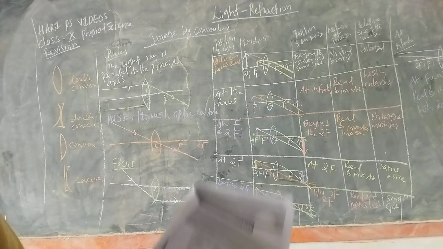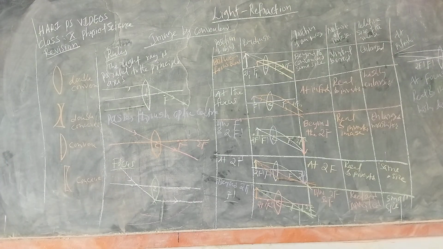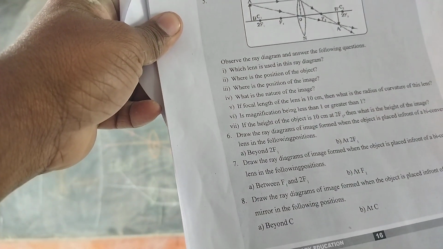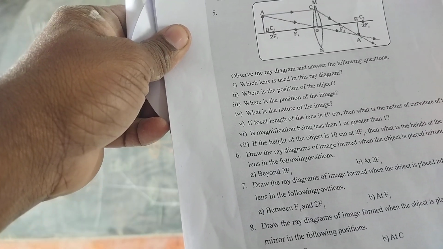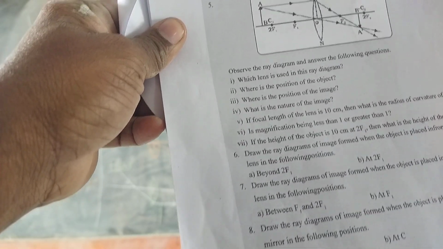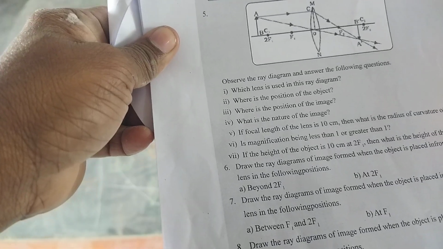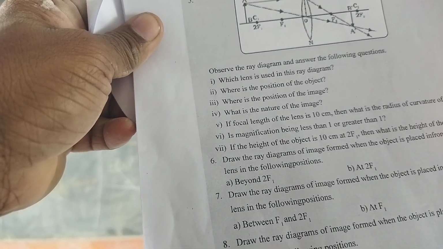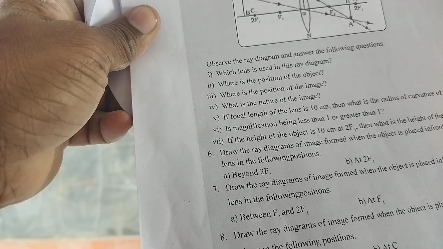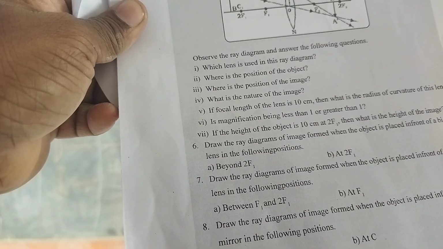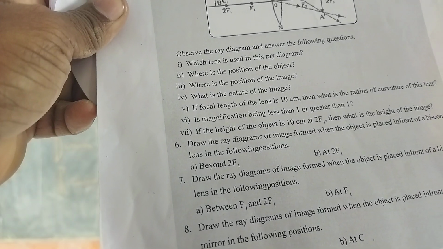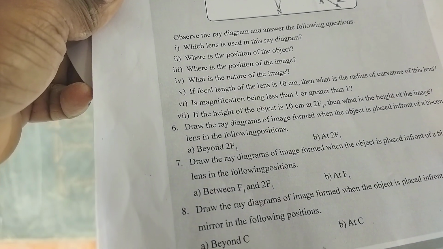Okay, the diagram is given. Let us see the questions. Which lens is used in this diagram? Convex lens. Where is the position of the object? Behind 2f1, also called center of curvature 1. Where is the position of the image? Between f2 and 2f2, according to the diagram. Then what is the nature of the image? Real and inverted.